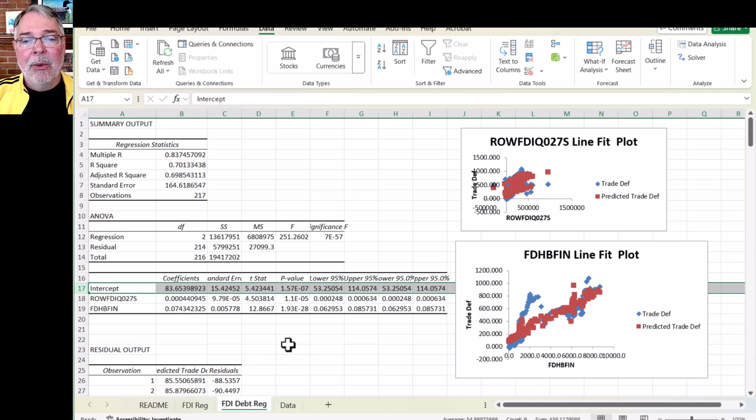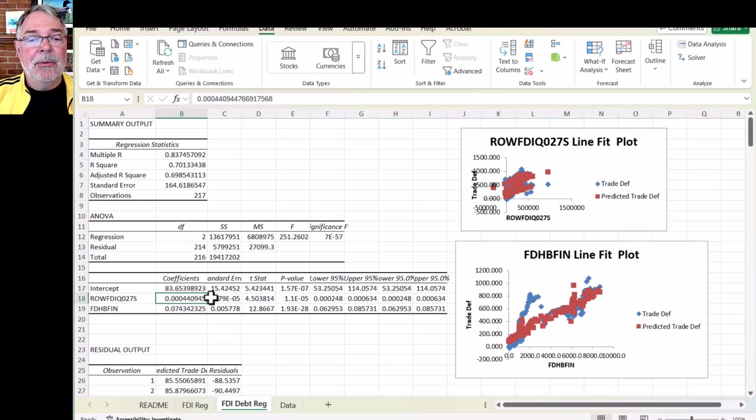So here we go, and this is a multiple regression. So we've got our coefficients, got our standard errors, which are reported in tables. When you report stuff, you report the coefficient in a table. You put the standard error in parentheses underneath it, and then you put asterisks to indicate whether the coefficient is significant or not, and at what level it's significant.